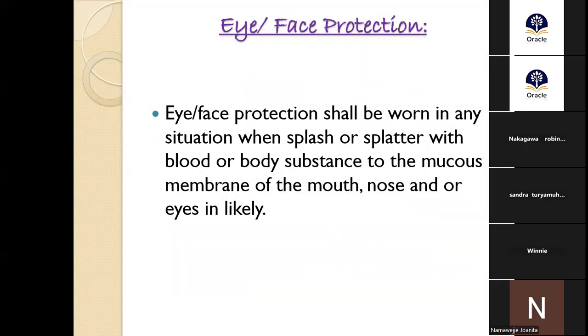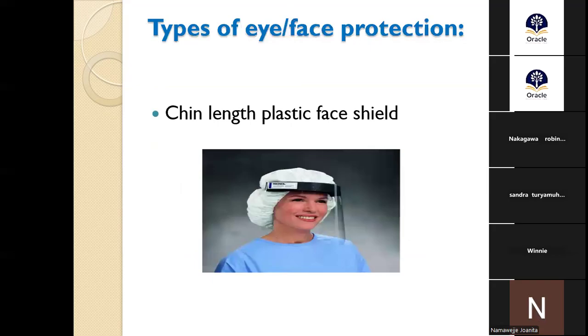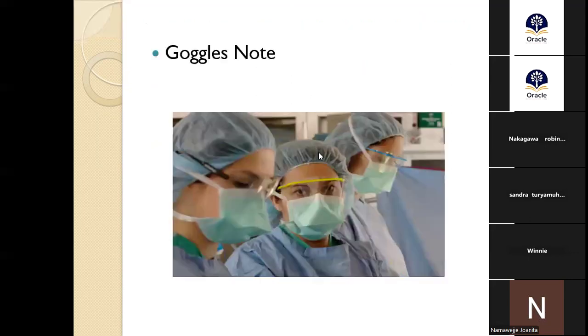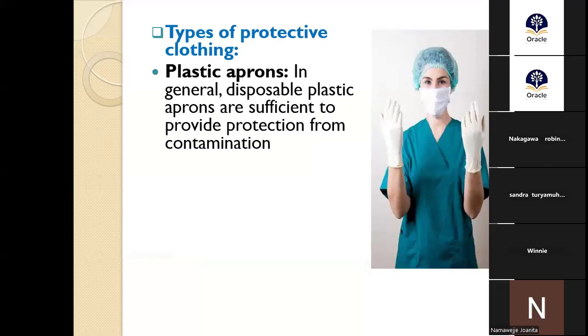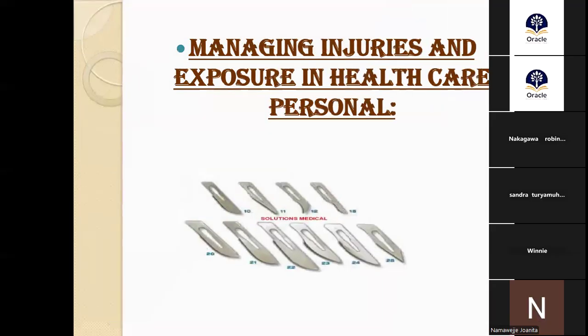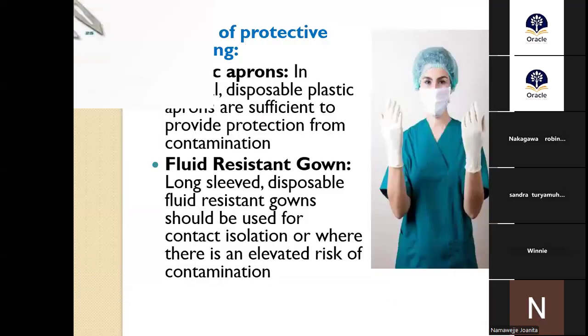Then we have eye protection. Types of eye protection include the chin-length plastic face shield and goggles. Then you have protective clothing like a plastic apron, which we normally call a Macintosh or plastic overall. They should be fluid resistant.